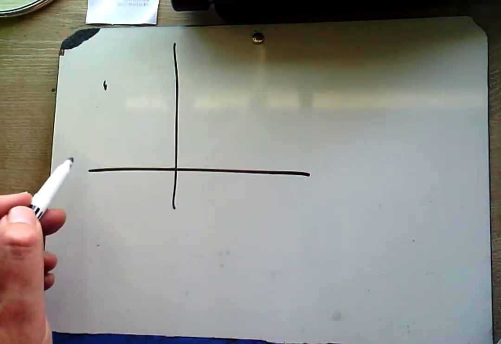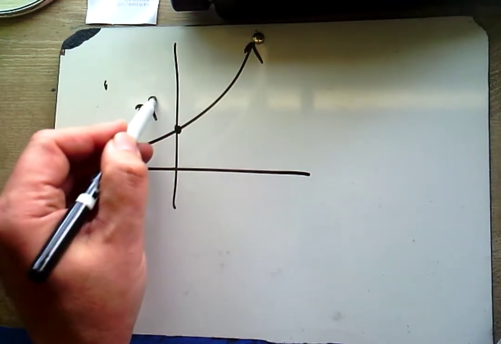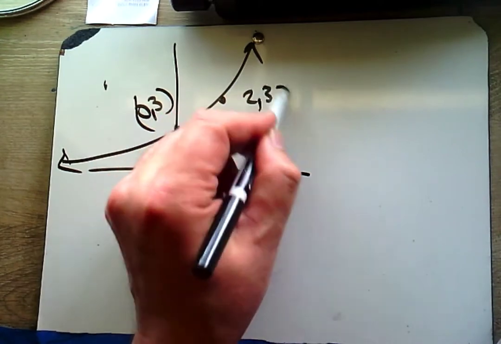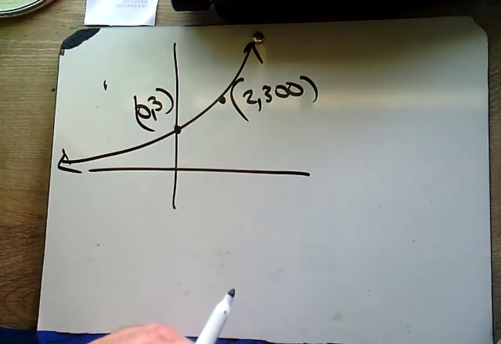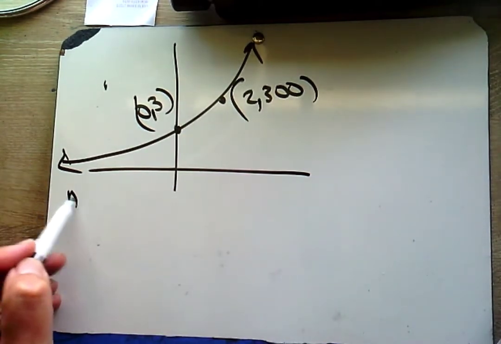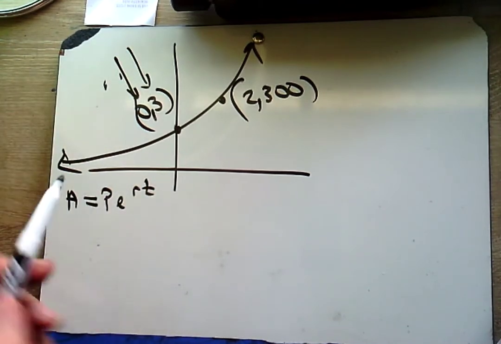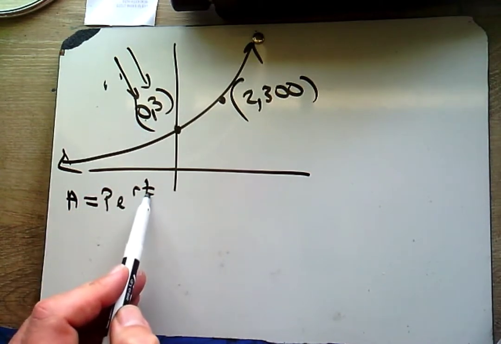All right. So today I'd like to look at 4 problems with you. The first one is where I'm given a graph and some ordered pairs like (0, 3) and (2, 300). I'm asked to write the equation of this. I could certainly go through the process of using PERT here: A equals P e to the RT. Look, I have the initial amount. In case I don't see it, I can plug a 0 in for t and a 3 in for A.